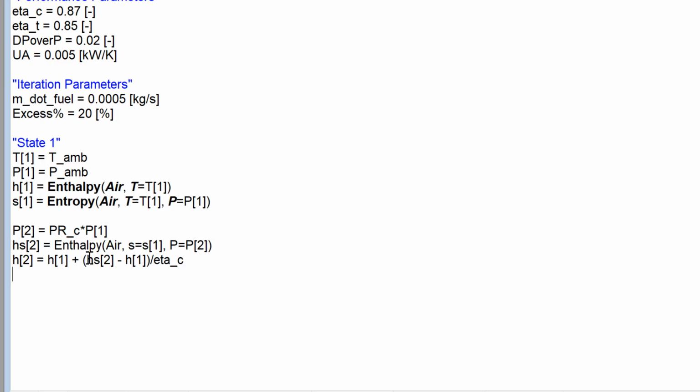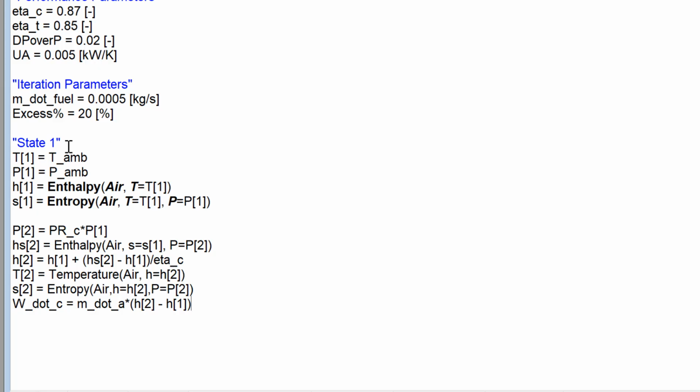Alright, and now I know P2 and H2. I can get T2 and S2. So T2 is the temperature of air at H equals H2, and S2 is the entropy of air at H equals H2 and P equals P2. And finally, you might as well get the compressor power. That is M dot, what did I call it? M dot A times H2 minus H1. So we should solve that.